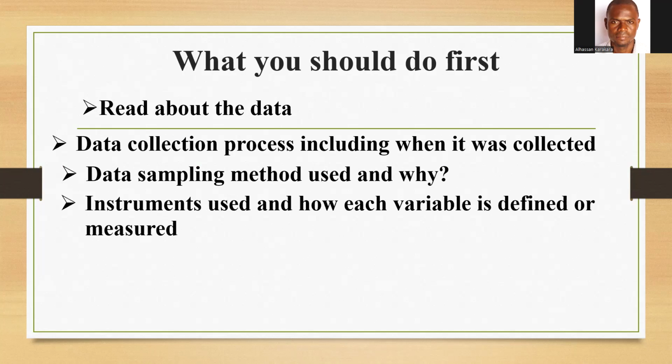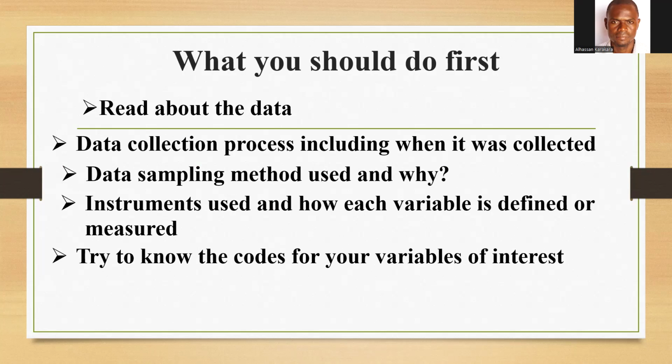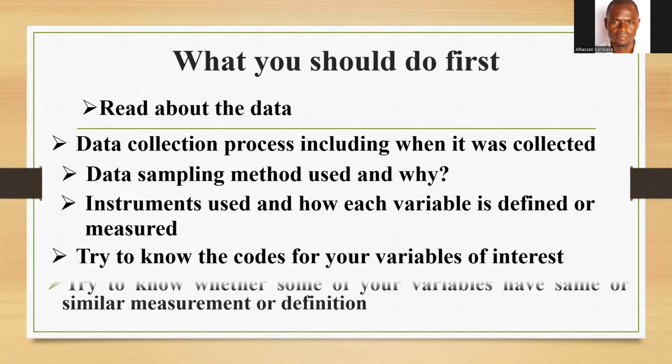You could also look at the instruments that are used and how each variable is defined or measured in the data collection process. Try to also know the codes for your variables of interest. How are the variables coded? It is the code that would also tell you whether it is a discrete or continuous variable. So try to know the code. If you're able to identify the code from the report, when you get to the data, it becomes pretty easy. You only have to look for the variables with their respective codes.